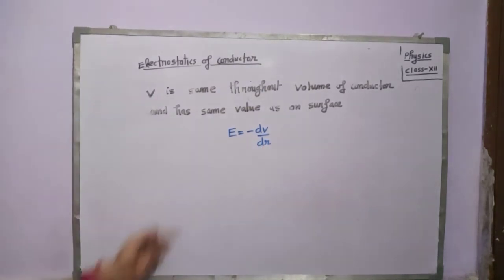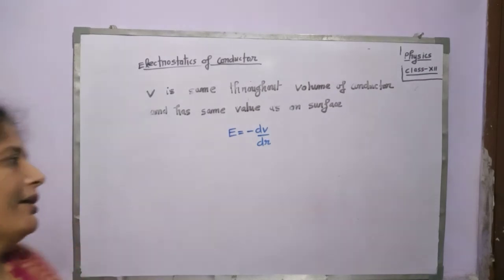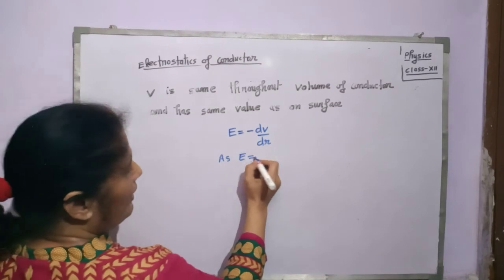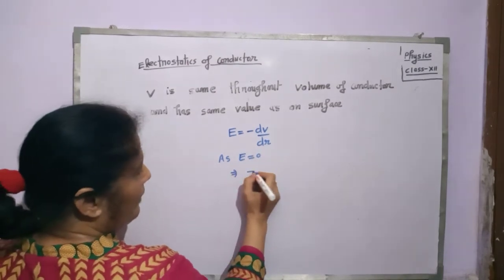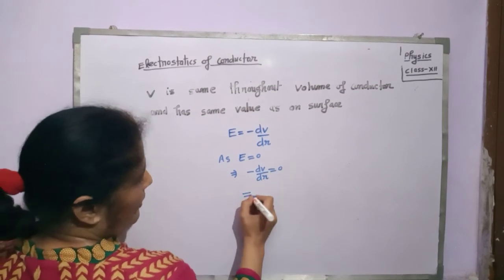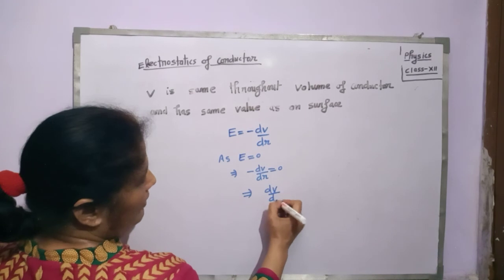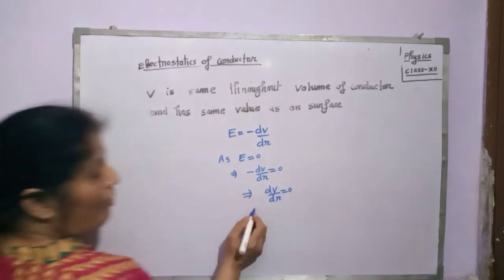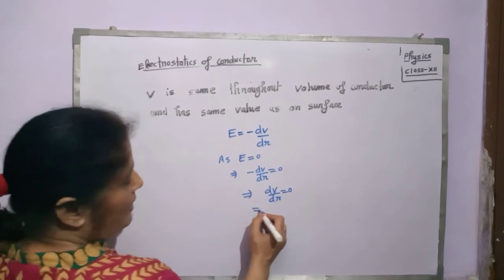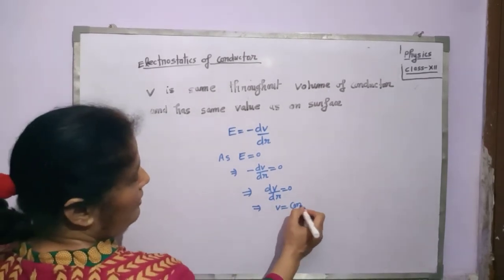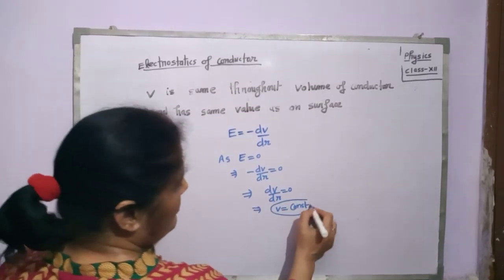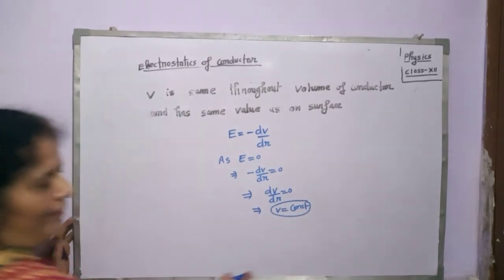This is the relation between the electric field and the potential gradient. Now, as E is equal to 0 inside the conductor, this implies that minus dV upon dr is equal to 0. This implies that dV upon dr is equal to 0. Differentiation of electric potential with respect to distance is equal to 0. This implies that V is equal to constant. Therefore, the value of electric potential is constant throughout the volume of the conductor.